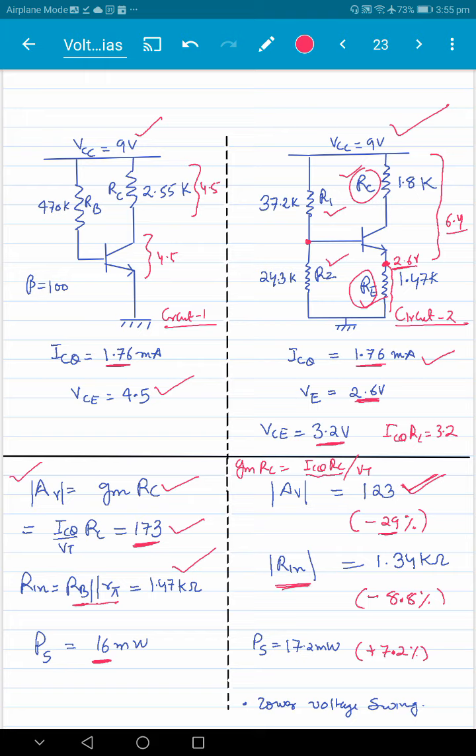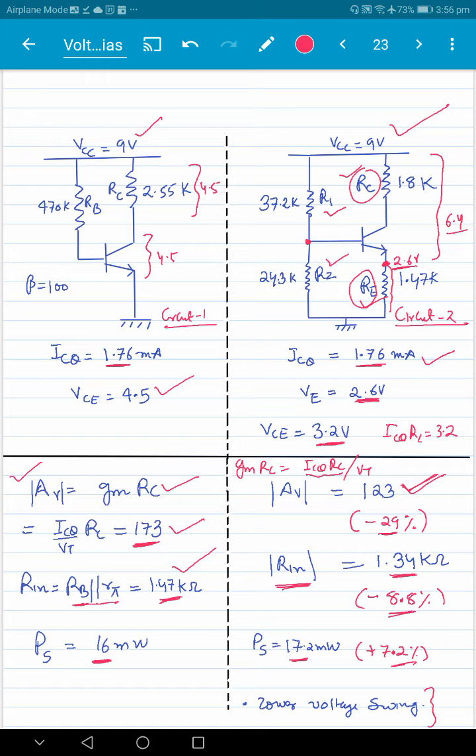We get an input resistance of 1.34 kilo ohm, and as compared to 1.47, this is about 9% lower. And power dissipation is a little bit higher, 17.2, so 7% higher here. So what we are seeing is that we get a significant loss in gain, and some loss in input resistance, and some increase in the power dissipation. And the other thing is that we get a lower voltage swing.